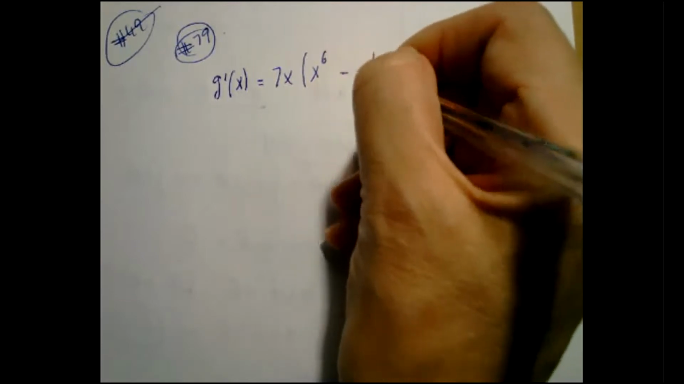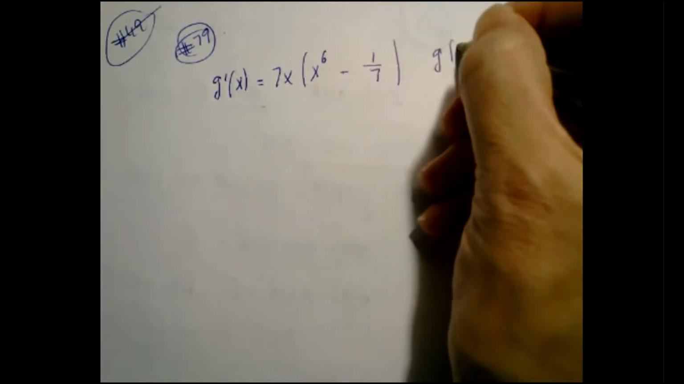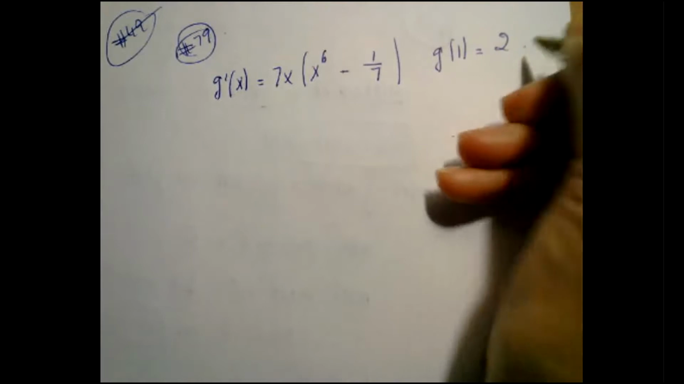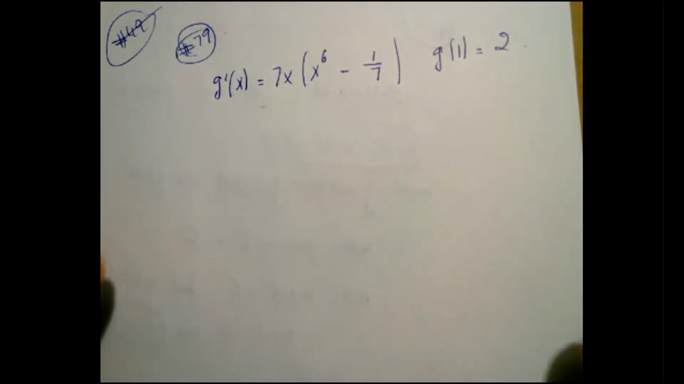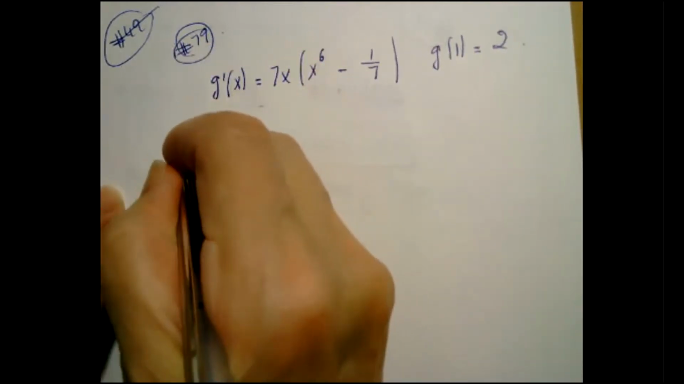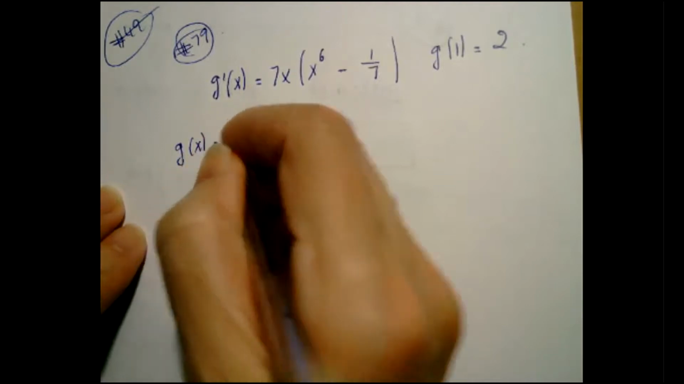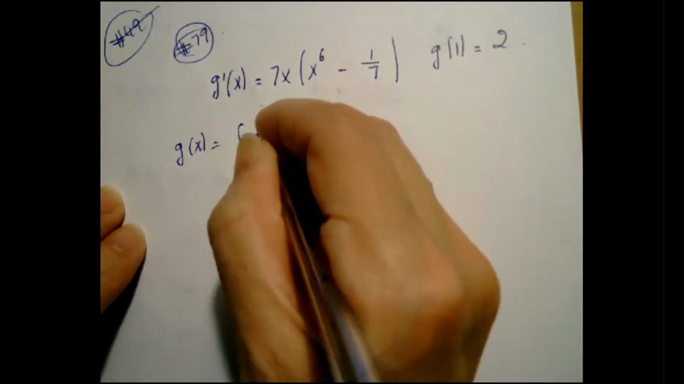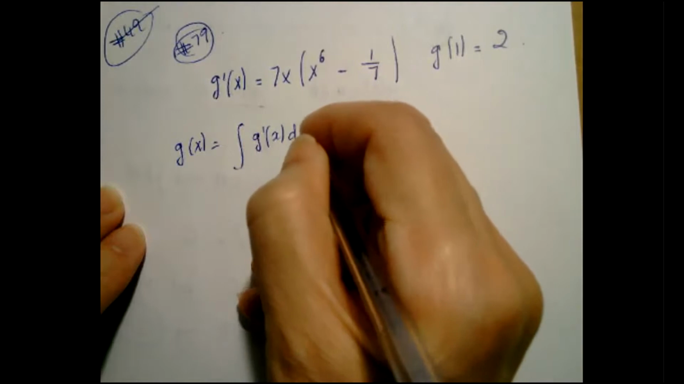And in 79, they're giving me the derivative, which is 7x times x to the power 6 minus 1 over 7. And at 1, it takes the value 2. Again, so that's the same type of problem. So first, I need to find g. So I have now the derivative. I need to find the function.